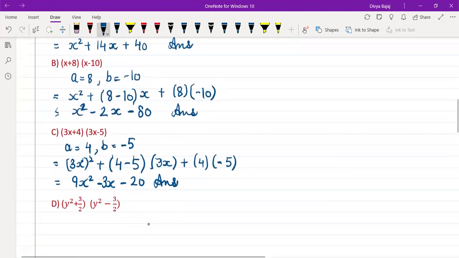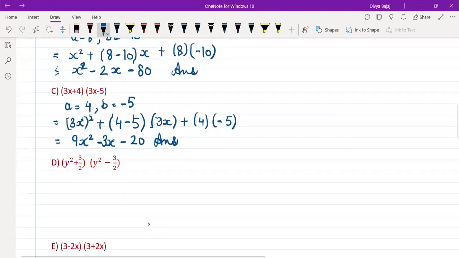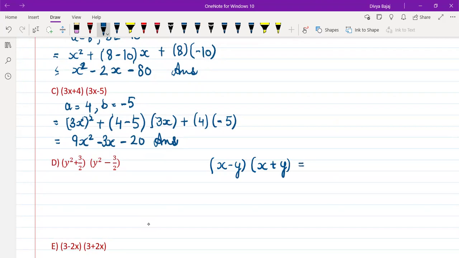Let's move to part D. Now you see this carefully. The first term is y square plus 3 by 2 and the second is y square minus 3 by 2. So both the terms are the same in both the brackets. There is only a change in the sign. If you remember the identity which I explained in the previous video, whenever you have x minus y and x plus y, both the terms are the same and there is only a change in the sign, this identity will give us x square minus y square.